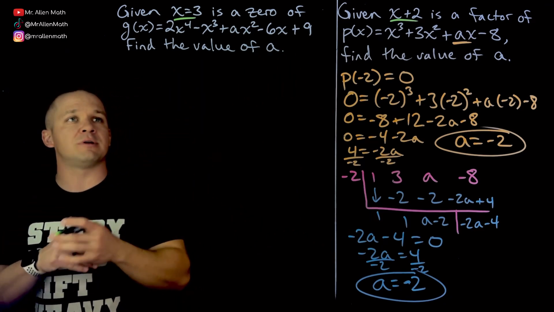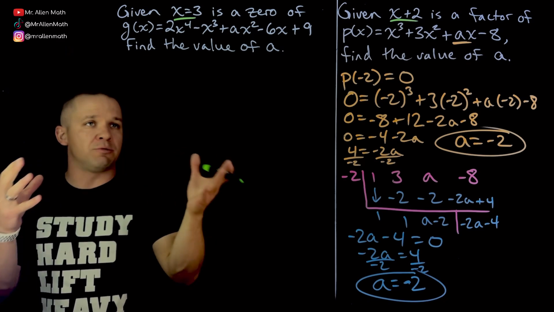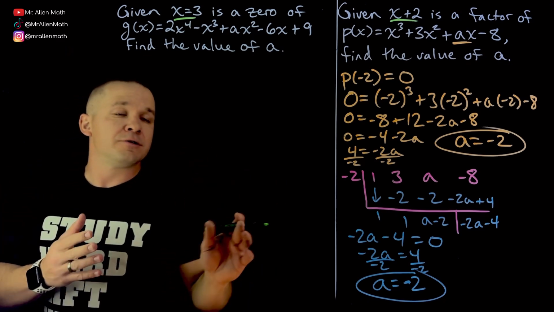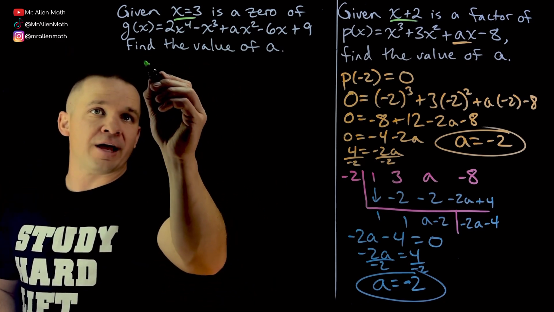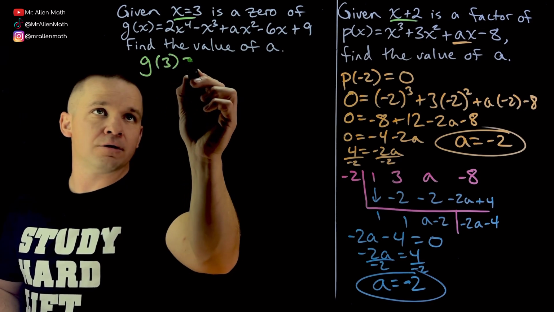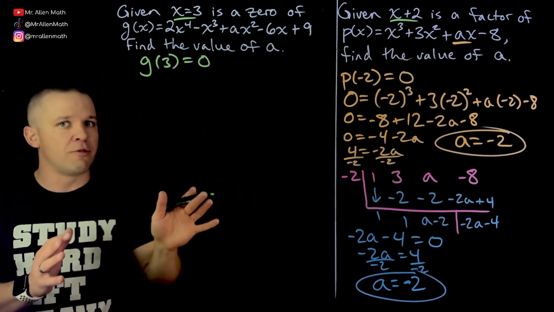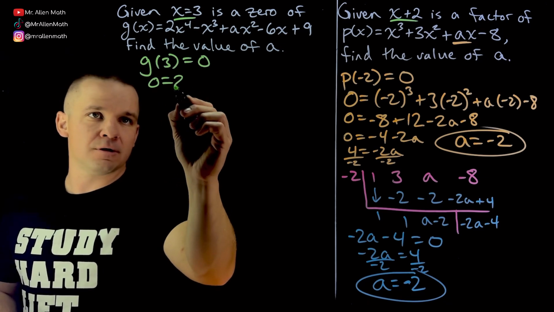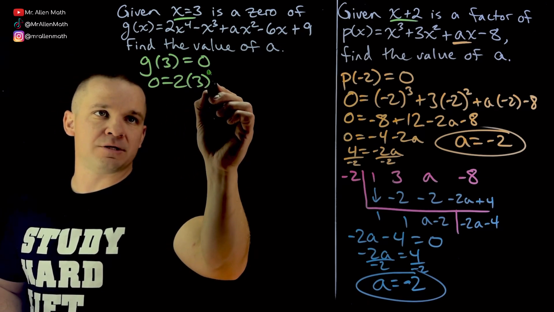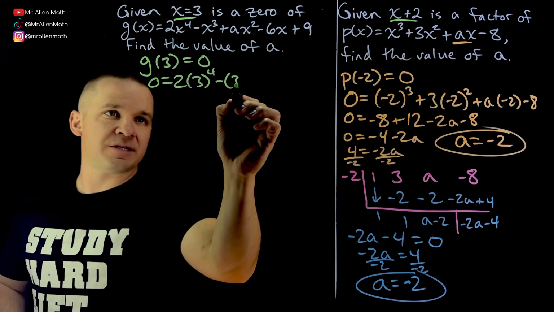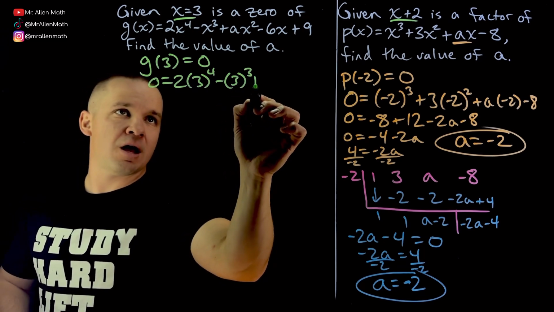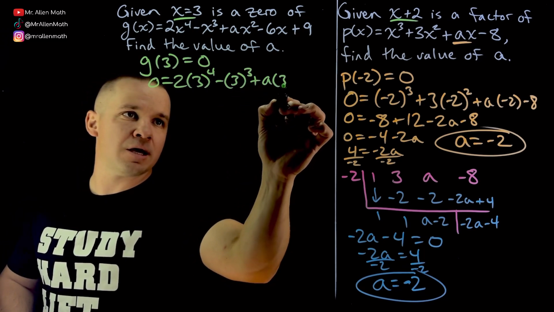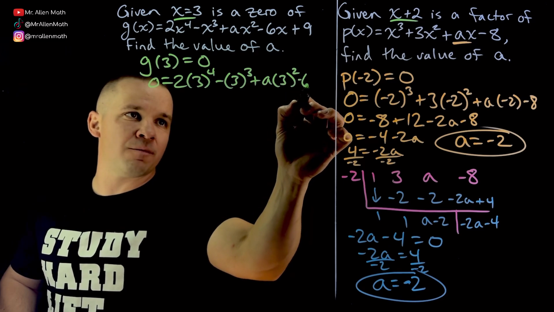So given that x equals 3 is a 0 of g of x equals all that, find the value of a. So I know that g of 3 should equal 0, right? I know that to be a fact, so let's do that. I have 0 equals 2, and then I'm going to directly substitute in parentheses. Anytime I'm doing direct substitution, I'm putting stuff in parentheses, especially if it's like a negative number.